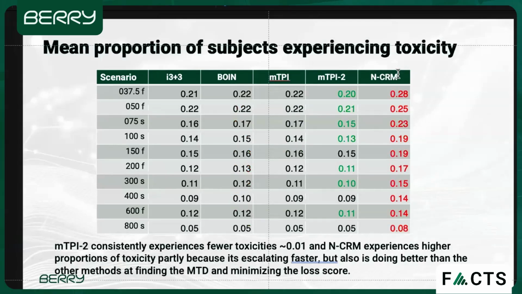This has a penalty for the NCRM, which is that the proportion of subjects experiencing toxicity is higher because, of course, it's skipped those lower doses where the toxicity is low. So it's universally more toxicity seen in the NCRM case. And once again, MTPI2 is the lowest, but possibly because it's being overcautious.